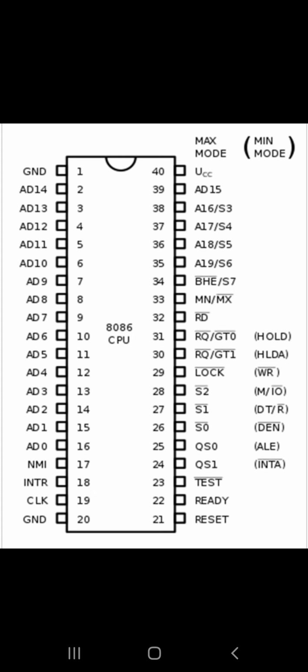So this is all about the 8086 microprocessor pins I have discussed that are common in both the maximum and the minimum modes. In the next video I will be discussing these two modes, that is the maximum and the minimum modes.